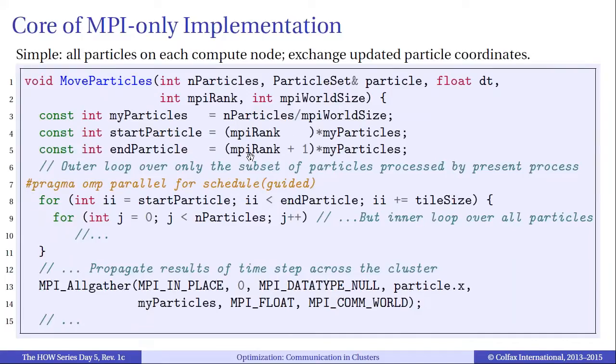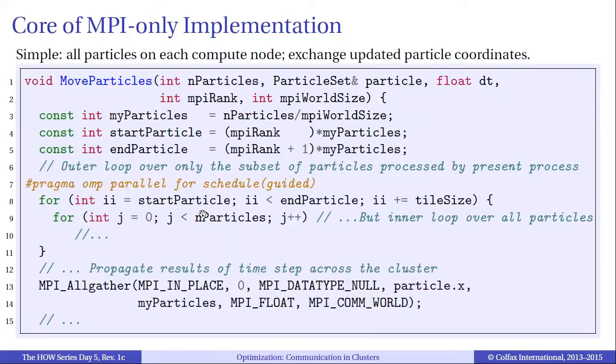So rank is the number of the processor, 0, 1, 2, 3. MPI world size is equal to 4. I have 4 compute nodes. So one processor will propagate only the first quarter of the particles. The second processor will propagate only the second quarter of the particles, and so on.